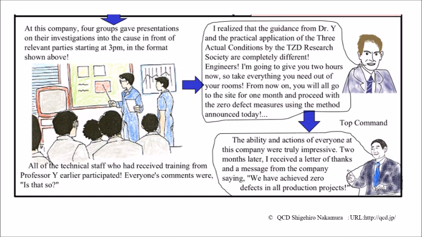At this company, relevant parties were gathered at 3 o'clock on the second day to introduce examples of defect prevention measures. At the same time, the company's top management banned all engineers from creating documents in their rooms for the next 3 months and ordered them to implement defect prevention measures at the manufacturing site using the TZD study groups method. 3 months later, Mr. Nakamura received word that the company had achieved 0 defects. This is the difference between the brainstorming method and applying this method, but this picture book introduces many such examples, so I urge everyone to take a look.